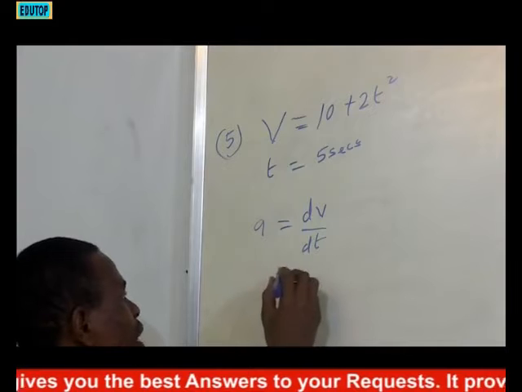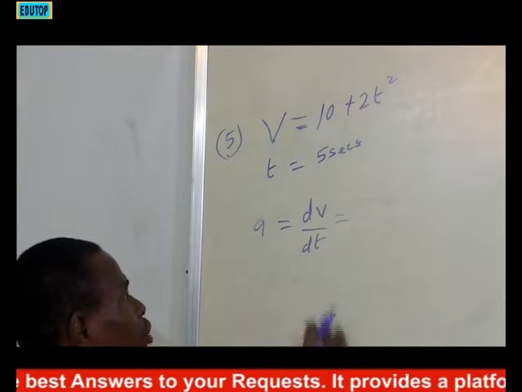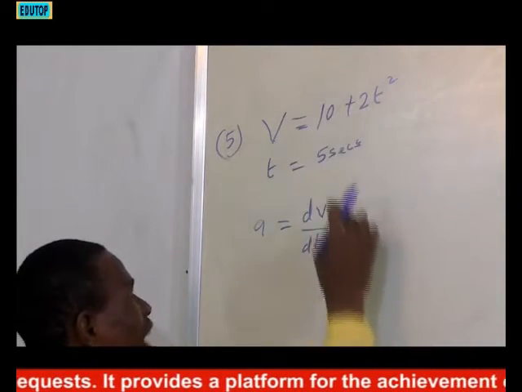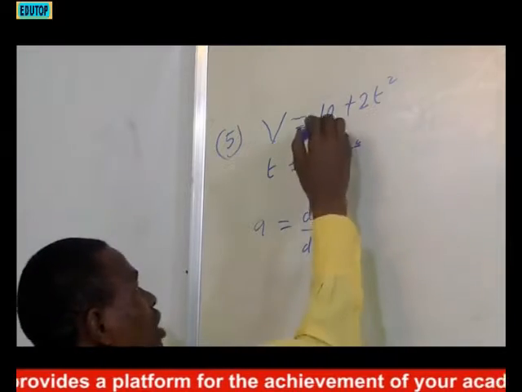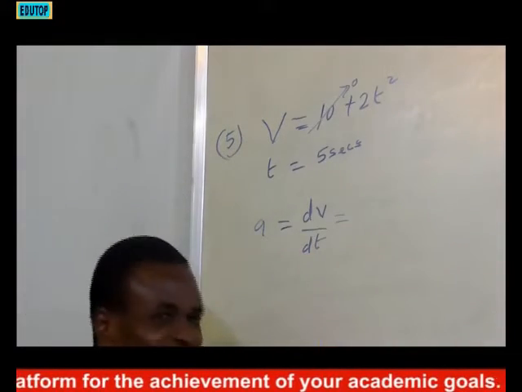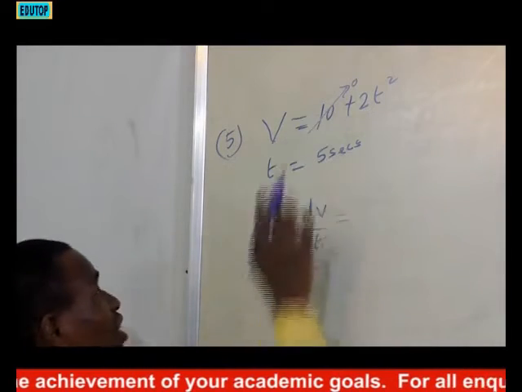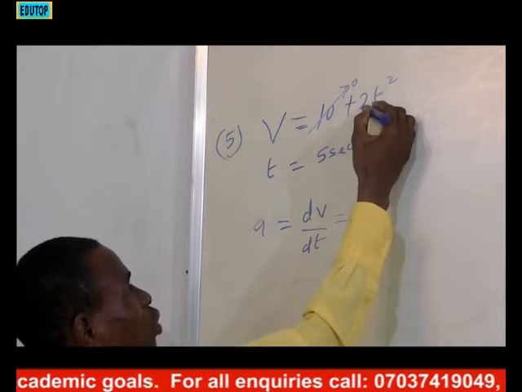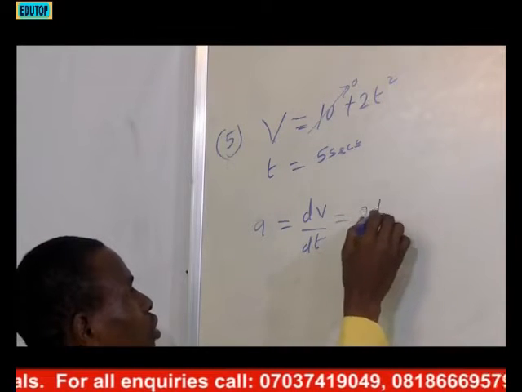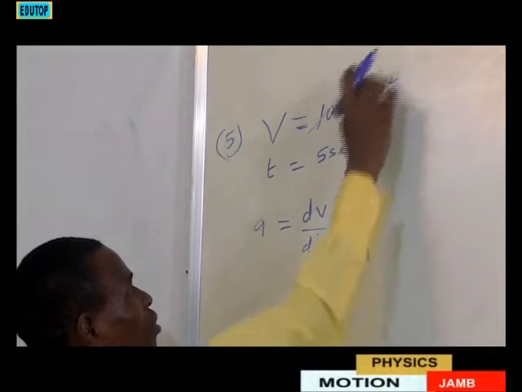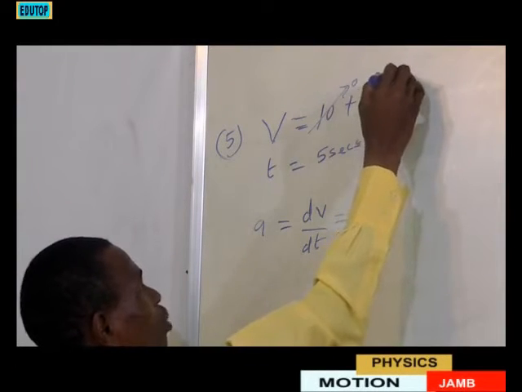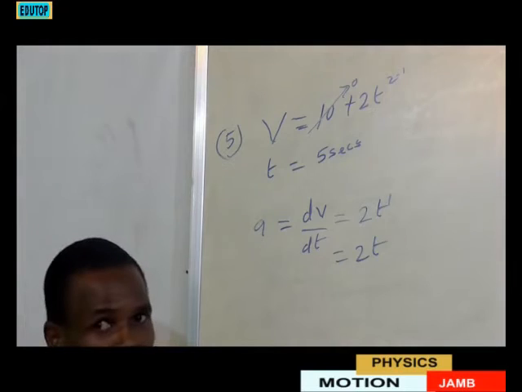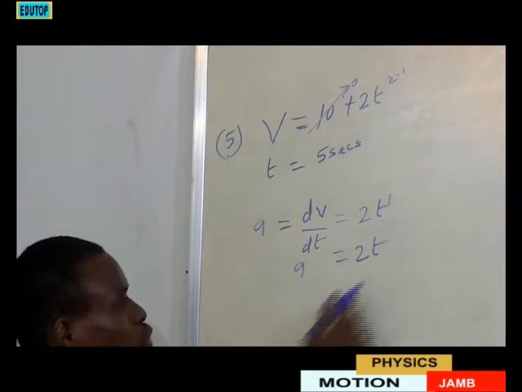So what are we going to do to that? We want to differentiate this function now. Differentiating a constant will be 0. So this is 0. Generally, when you are differentiating a constant, it is 0. This one now, you are using your power to multiply the coefficients, which is 2t. Then your power will be minus 1. This will go to what? 1, 2t. So acceleration now is equal to 2t.